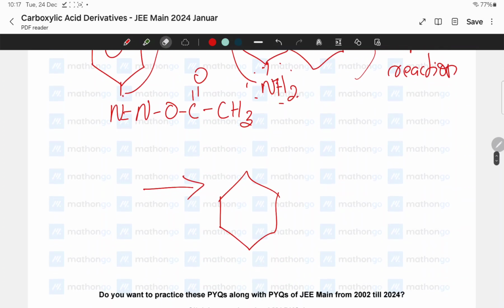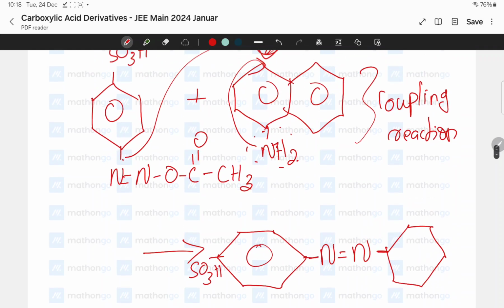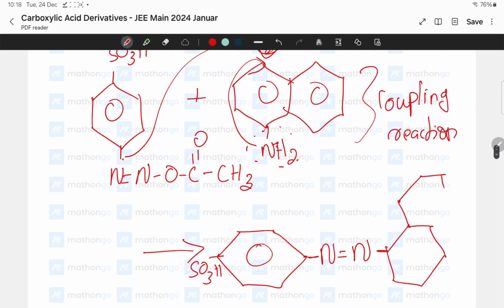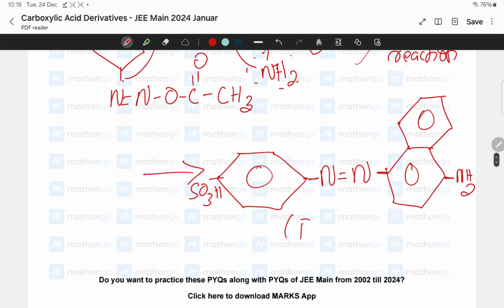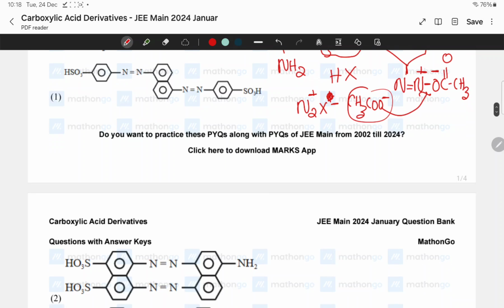Let us change the orientation of this, then only we can draw it perfectly. Yes, SO3H is here. Here we have N double bond N. Yes, we have 2 benzene rings, and here we have NH2. So this is the compound that we are going to get. This will be a red dye. Okay, understood.